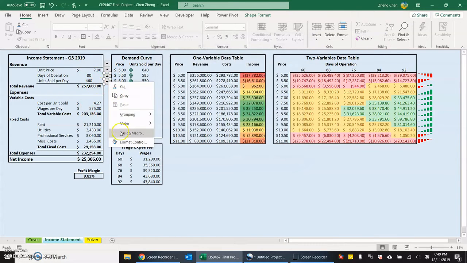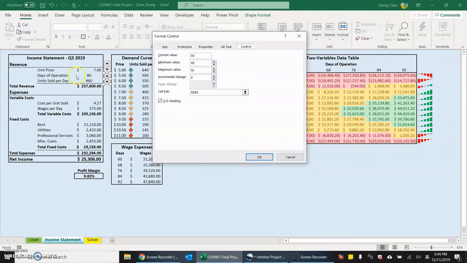And the second macro is used to change the days of operation. The current value is 80, the minimum value is 60 days, and the maximum value is 92 days. Every time you change it, it's either increased or decreased by 8 days, and it's linked to cell D5.